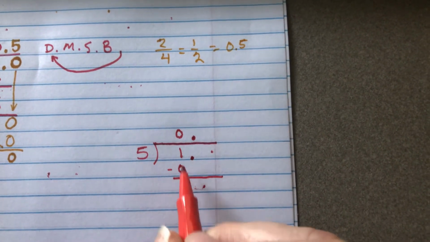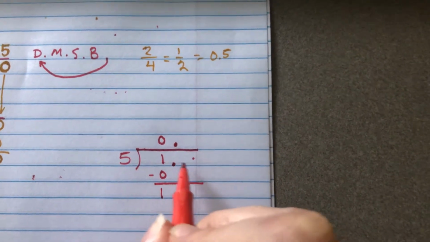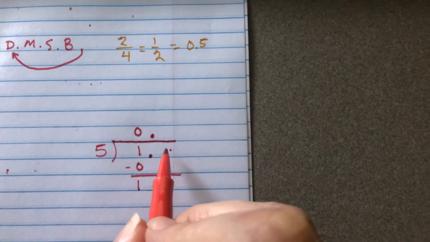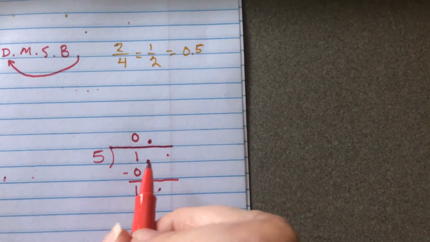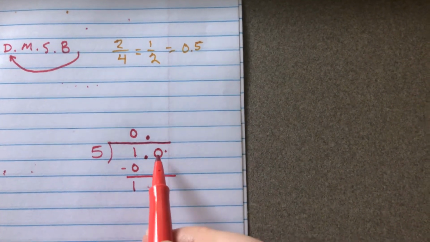Then we subtract. 1 minus 0 is 1. Then we bring down. We don't have anything there to bring down, but I know that nothing is equal to 0. So I'm going to put a 0 here. Okay? That's the tenths place.